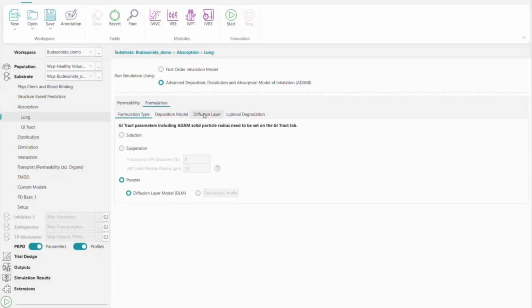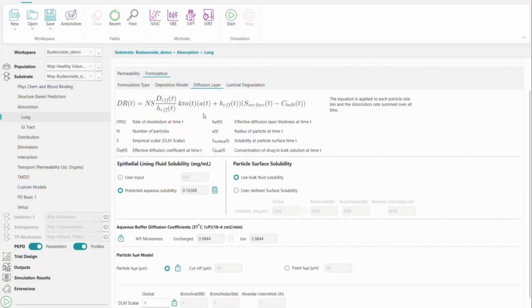If we click on the diffusion layer screen, this is the same equation that's used for the oral model. So I'm going to parameterize this model. It's just using the aqueous solubility. There's not a lung fluid solubility that's available, so I'm just going to use the aqueous solubility. It's not actually a predictor specific for lung fluid. So the predictor is just the aqueous solubility.